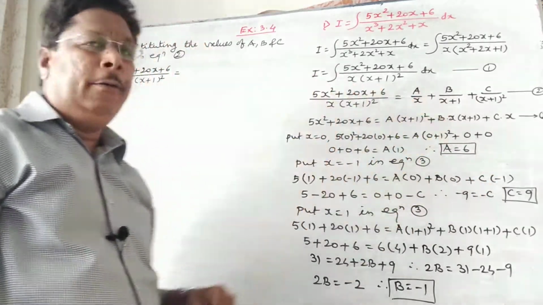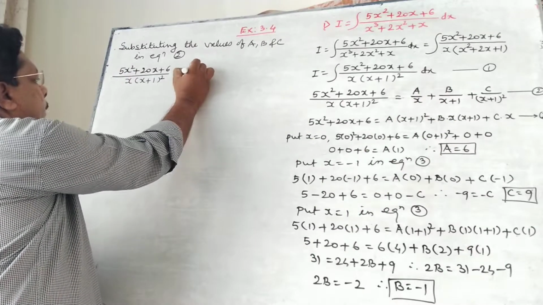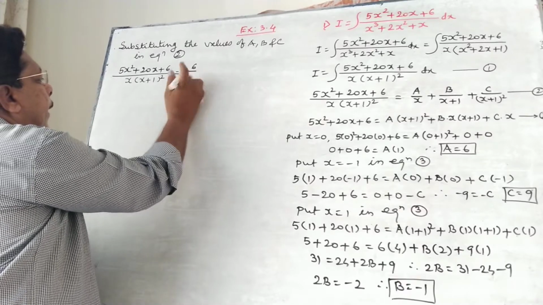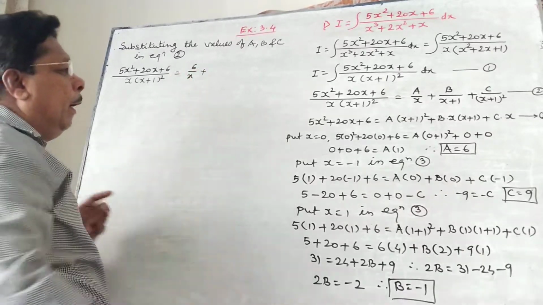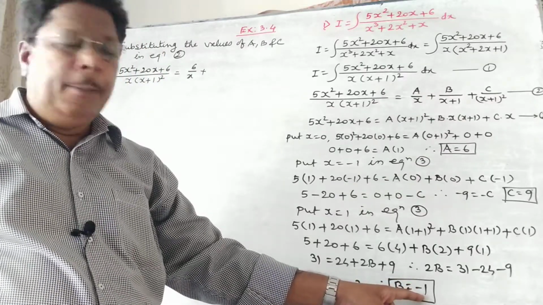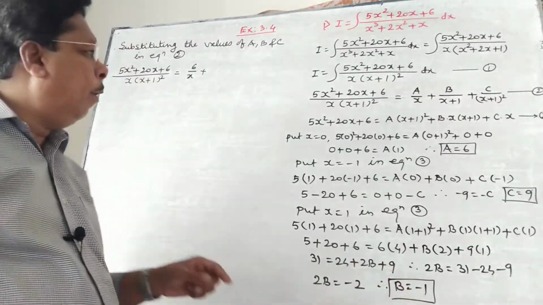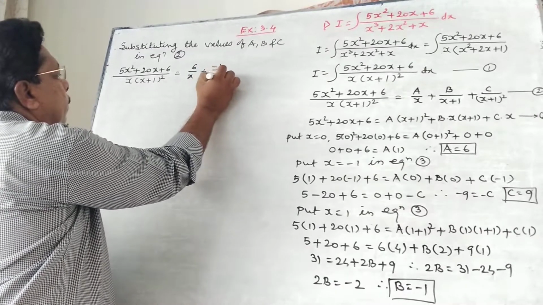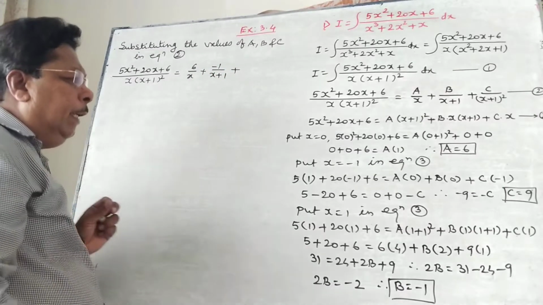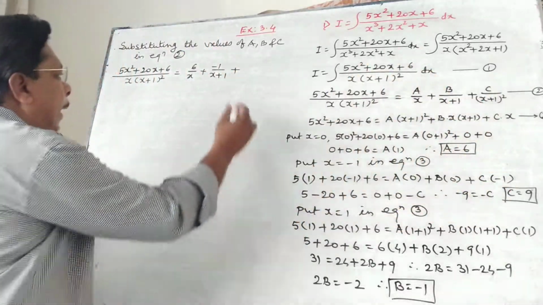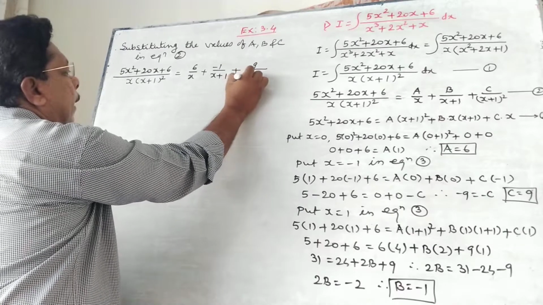So this becomes 6 upon x, plus b upon x plus 1. What is b? Minus 1. So it is minus 1 upon x plus 1. Plus c. C is 9. C upon (x plus 1) whole square, so 9 upon (x plus 1) whole square.